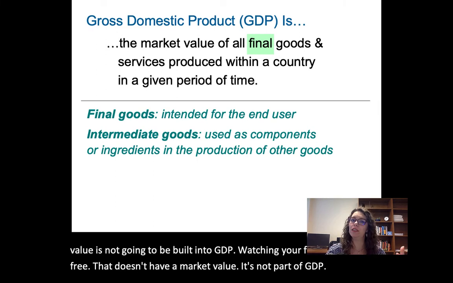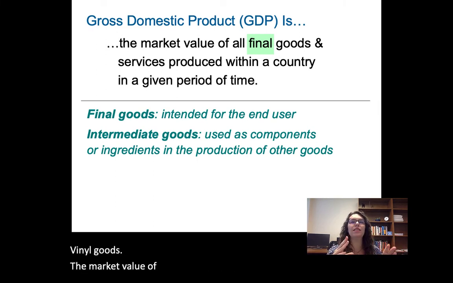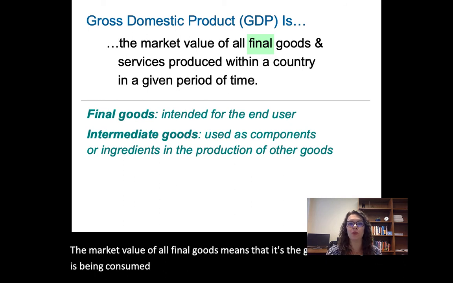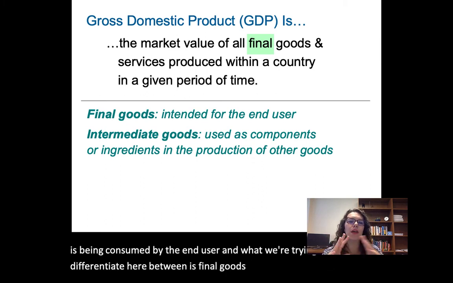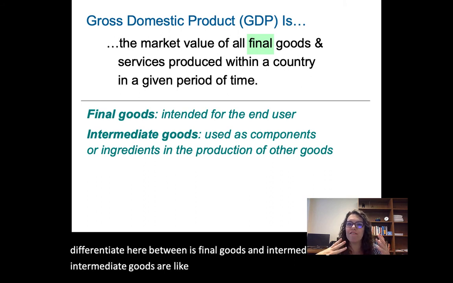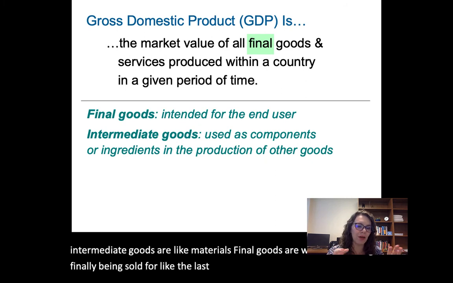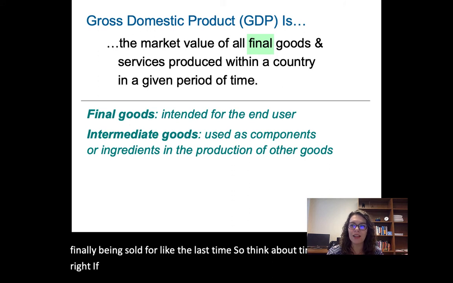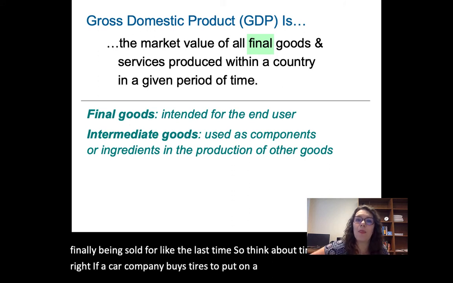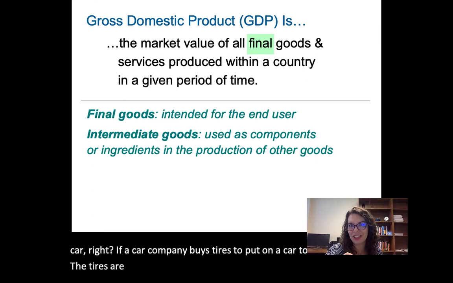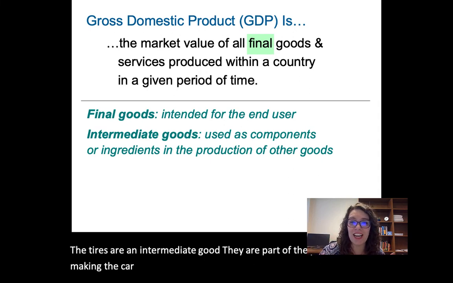Final goods, the market value of all final goods, means that the good is being consumed by the end user. And what we're trying to differentiate between here is final goods and intermediate goods. Intermediate goods are like materials. Final goods are when something is finally being sold for the last time. So think about tires versus a car, right? If a car company buys tires to put on a car to sell a car, the tires are an intermediate good. They are part of the process of making the car. The final good is the car with the tires included.